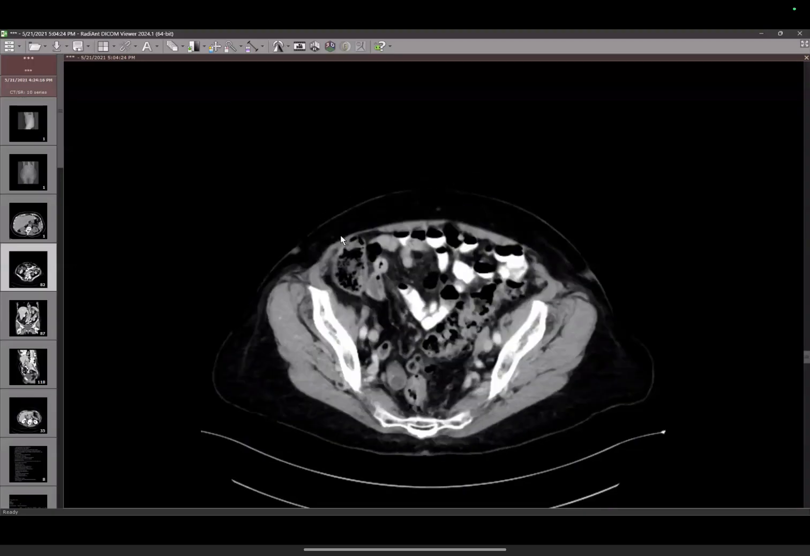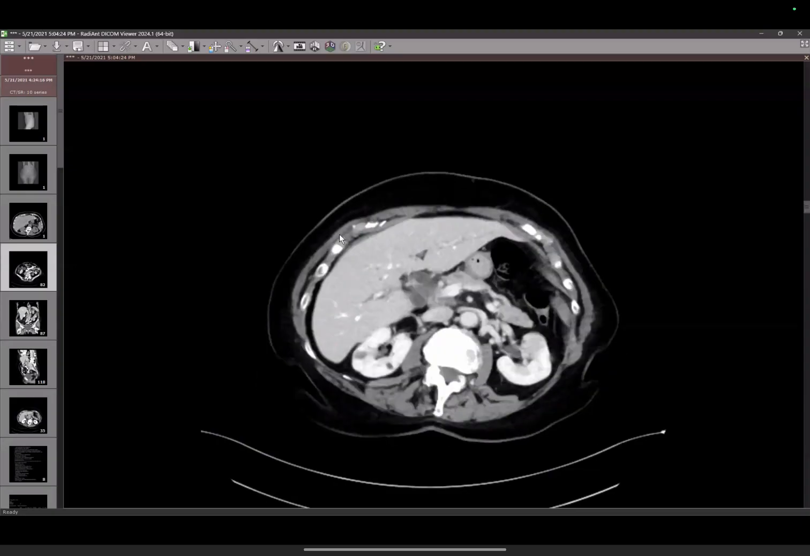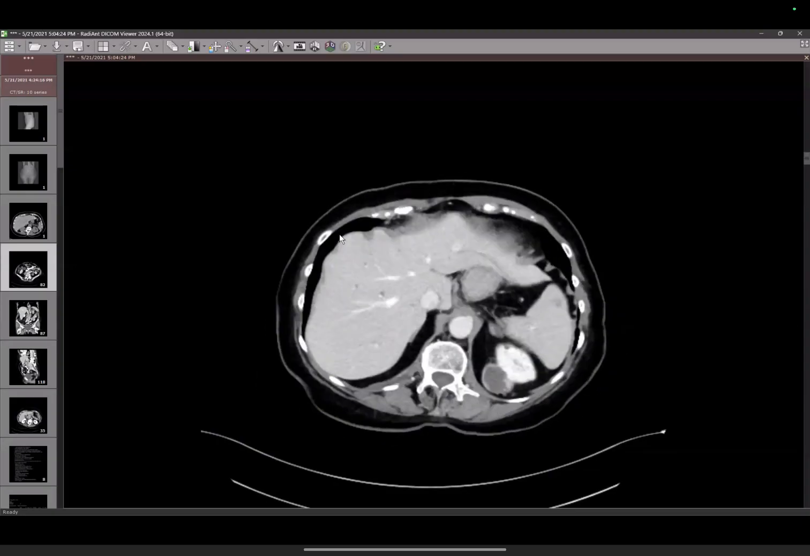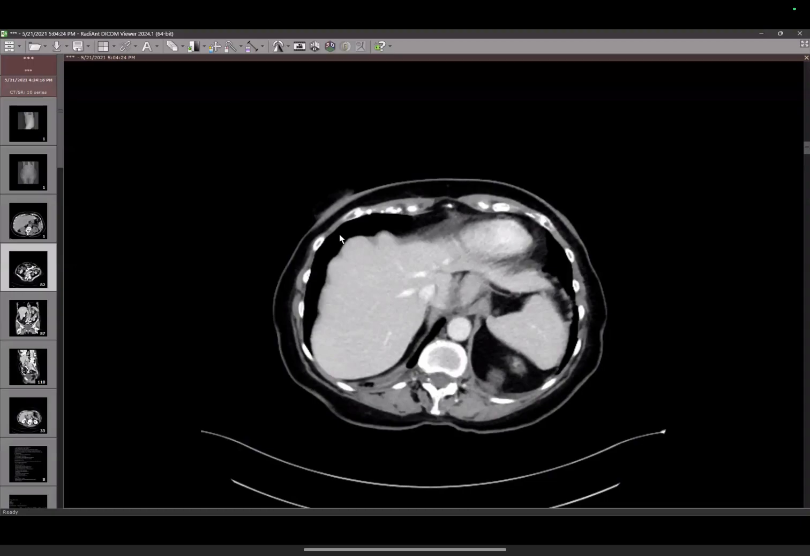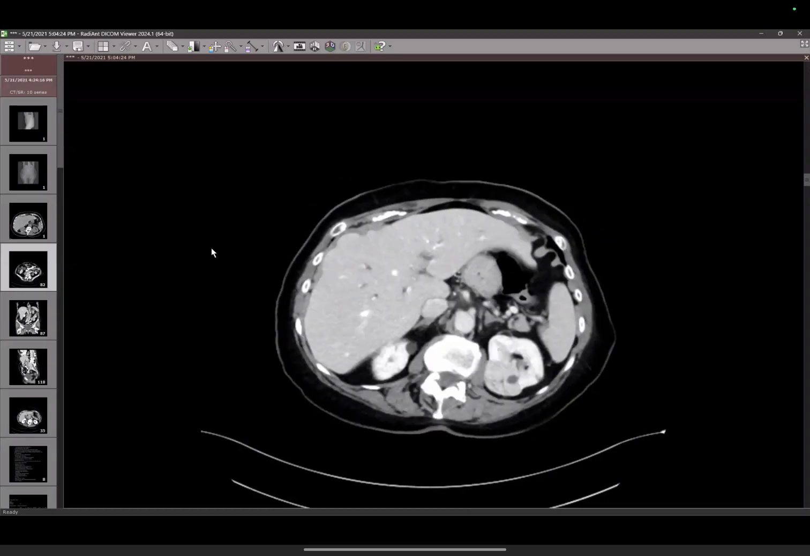The scalloping of the liver margins is seen, sir. Okay, but what else are you seeing here? So, the left kidney.